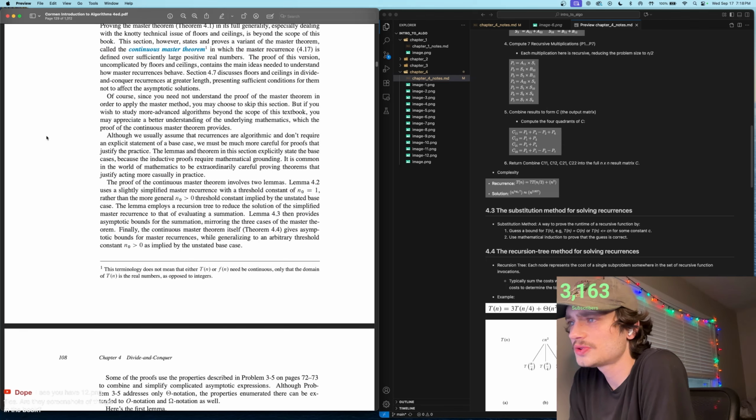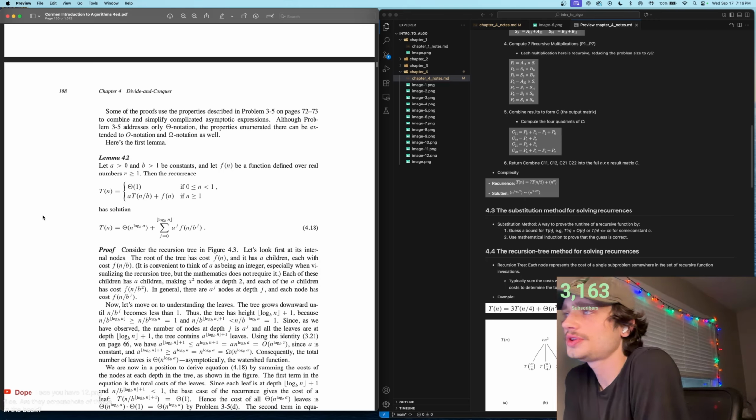Lemma 4.2 uses a slightly simplified master recurrence with a threshold constant of n not equal to 1, rather than the more general n not greater than 0 threshold constant implied by the understated base case. The lemma employs a recursion tree to reduce the solution of the simplified master recurrence to that of evaluating a summation. Lemma 4.3 then provides asymptotic bounds for the summation, mirroring the three cases of the master theorem. Finally, the continuous master theorem itself, Theorem 4.4, gives asymptotic bounds for the master recurrences, while generalizing to an arbitrary threshold constant n not greater than 0 as implied by the unstated base case.